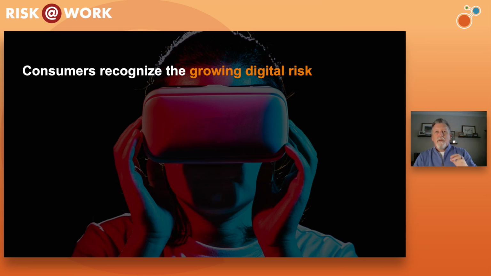So, if you follow those steps along the path, you're going to be in a great position with your customer base. And this is where I think the rubber really meets the road, and where organizations are going to be challenged throughout the rest of this decade. And what I'll tell you is consumers are smart, and they already recognize this growing digital risk. And this is where competitiveness is going to be key.